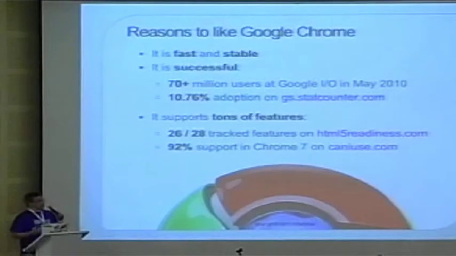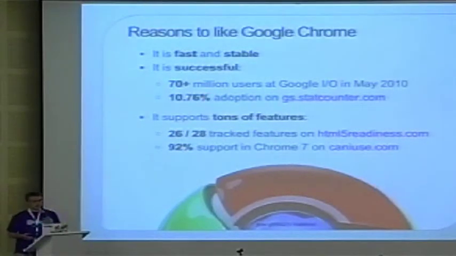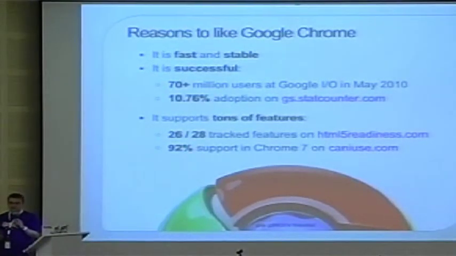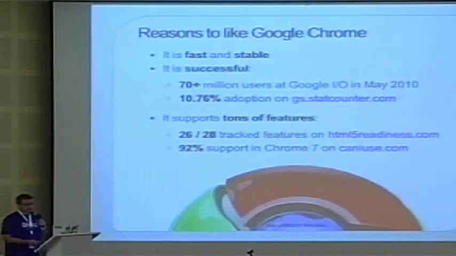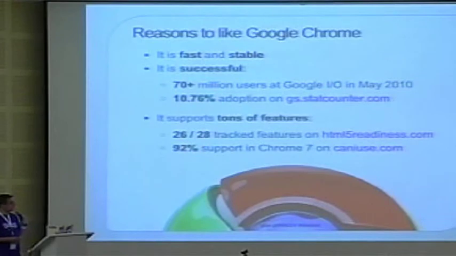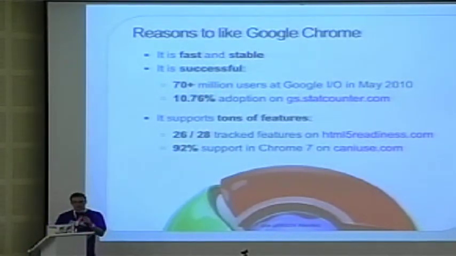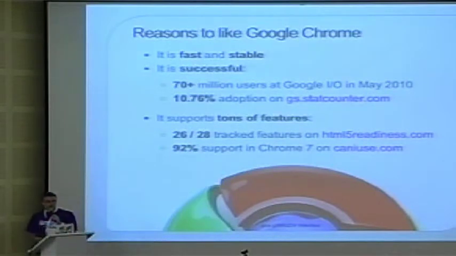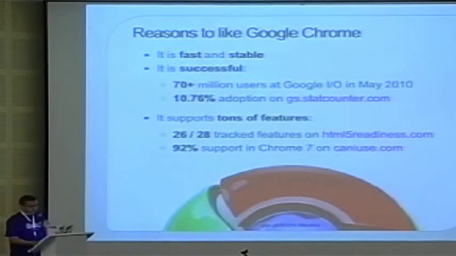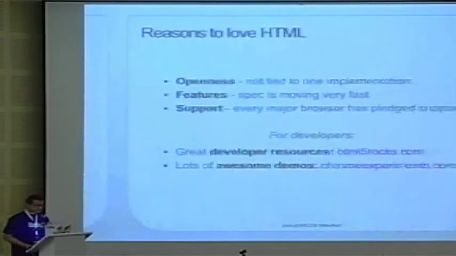It supports a ton of HTML features as well. So if you go to any site that's tracking HTML5 adoption or how many features a browser has implemented, you can see Chrome usually scores the best. In fact, on these two sites that I have listed here, it supports 26 out of the 28 features on HTML5readiness.com. And if you go to caniuse.com, it supports 92% of the features listed there. So it's very powerful, it's very modern, and it has a lot of cool features.